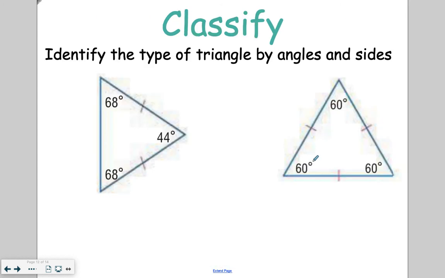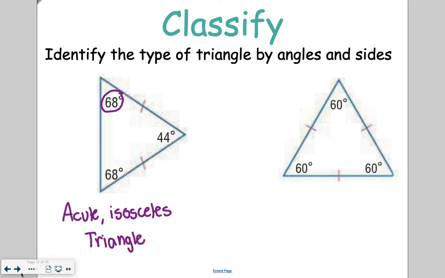So now we're going to classify based on angles and sides. Looking at this one over here, first you're going to find your biggest angle. So that's going to be 68 degrees. And then we've got 2 matching sides. So we would call this an acute isosceles triangle. So the angle and then the sides are what we use to classify.